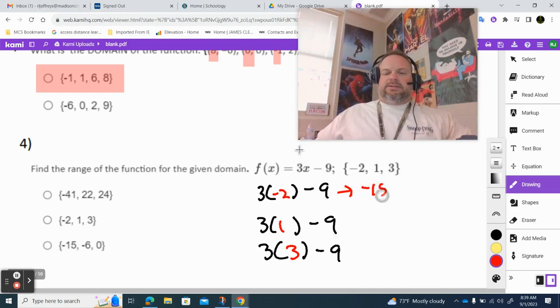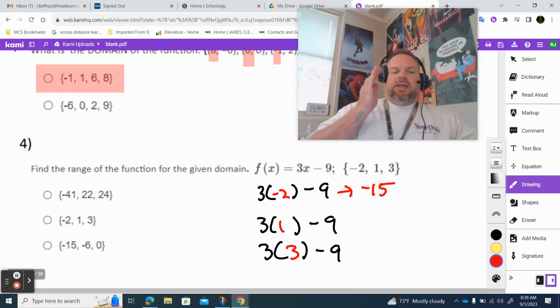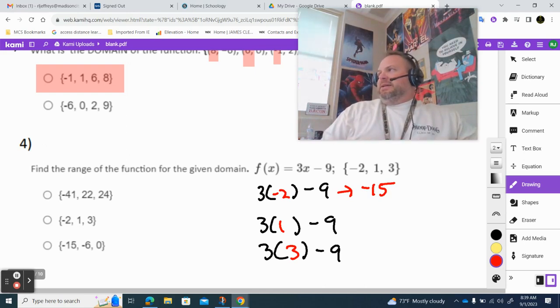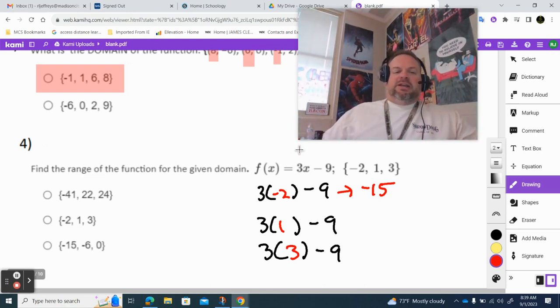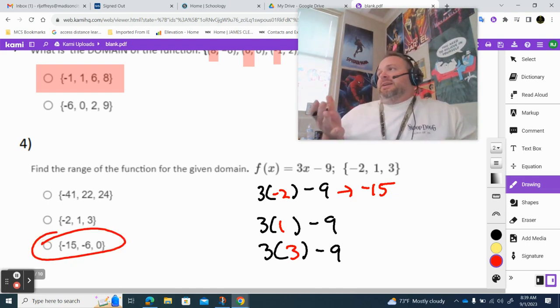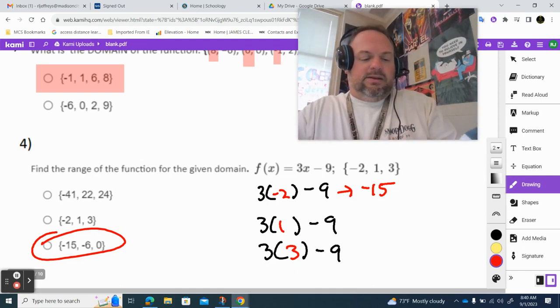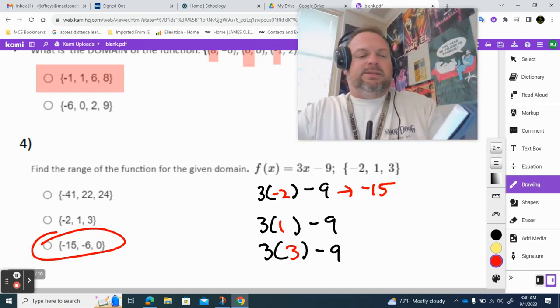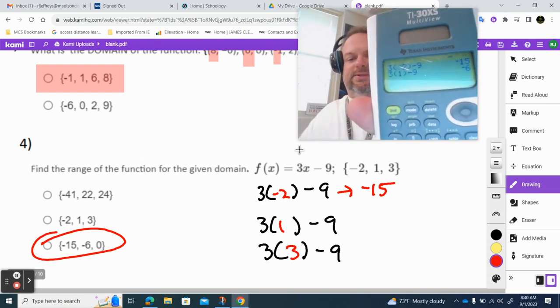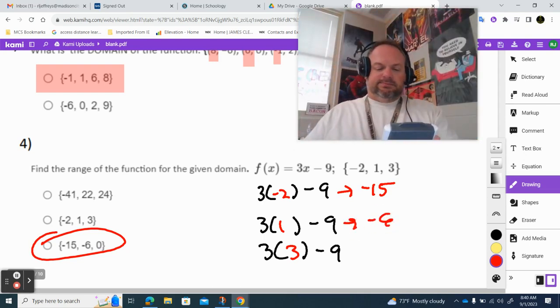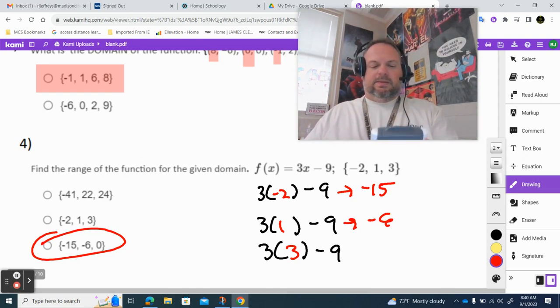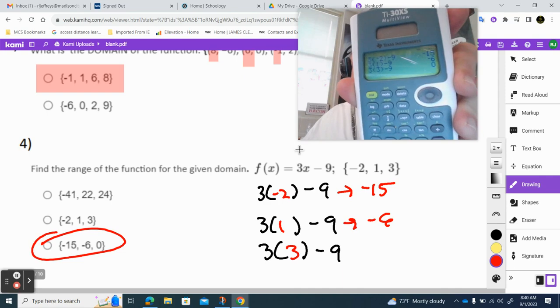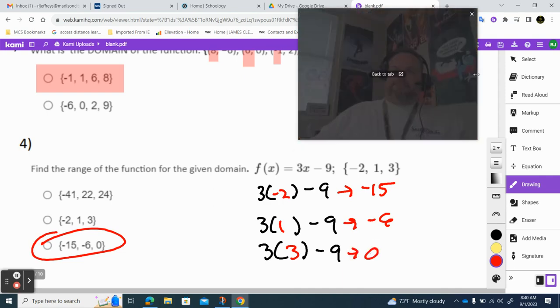So here's a little test taking tip. We did one of these things, we got a number. In our choices, how many of them have a -15 in it? Yeah, just one. So this is the answer. You technically don't have to do the other ones. A lot of people don't know that when they take the ACT and stuff. Next one is -6. And 0.